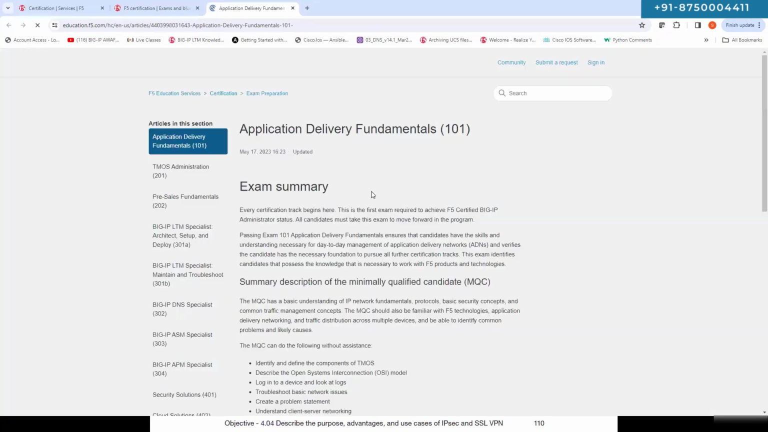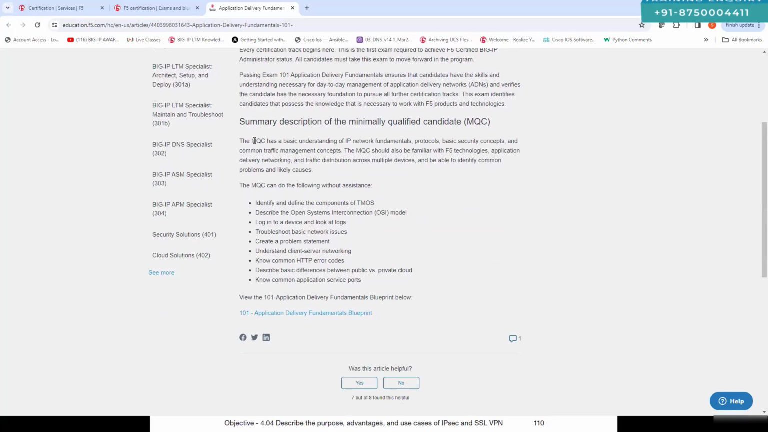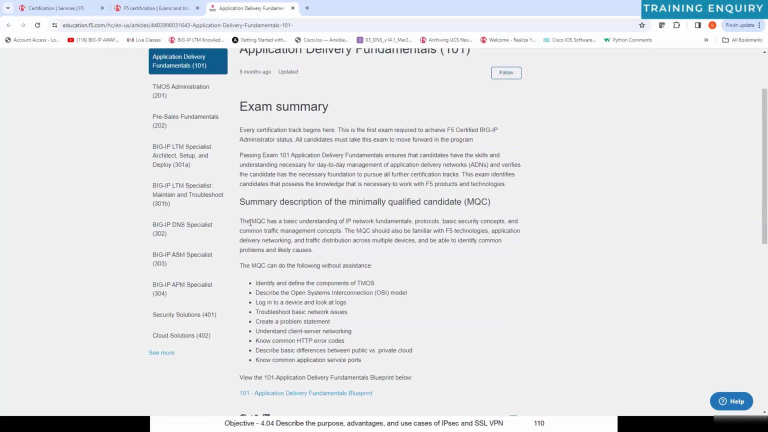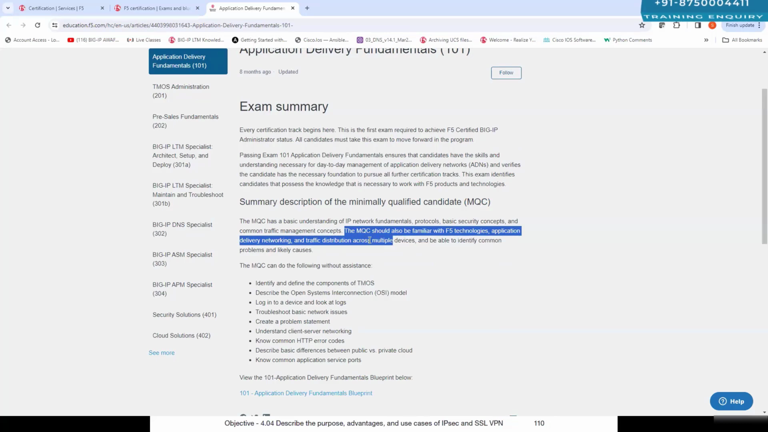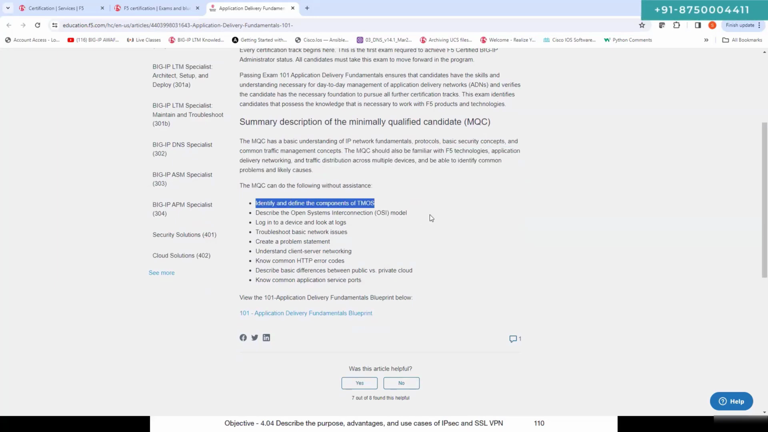So if you go there, this is the exam summary. You're going to get MCQ based questions during the 101. So you should have an understanding of IP network fundamentals, the protocols, as I have told you, the basic security concepts, and the common traffic management concepts. You should also be familiar with the 5 technologies: application delivery, networking, and traffic distribution, which is load balancing, and be able to identify common problems and likely causes. You should know a little about TMOS. It's not much, but a little about TMOS.